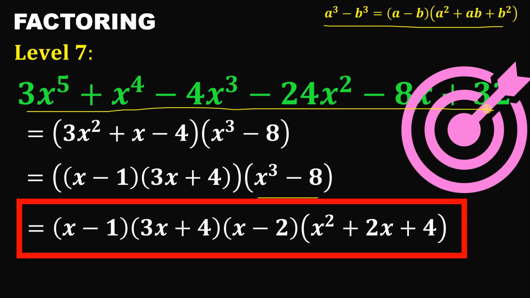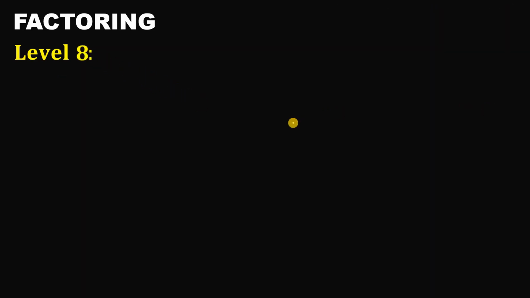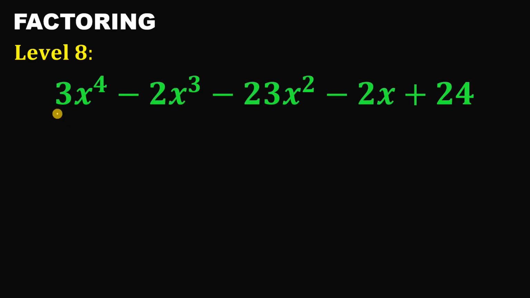Now, how about level number 8? Here's the question. 3x raised to the 4th power minus 2x cubed minus 23x squared minus 2x plus 24. Again, pause this video right now and see if you can answer this question or if you can factor this expression. Because here's the solution in 3, 2, 1.